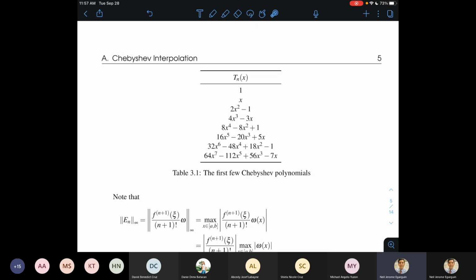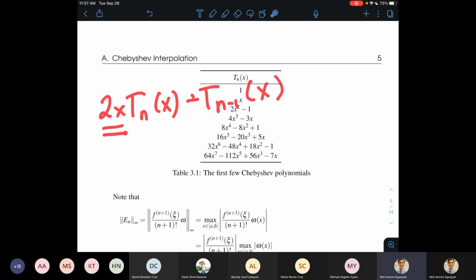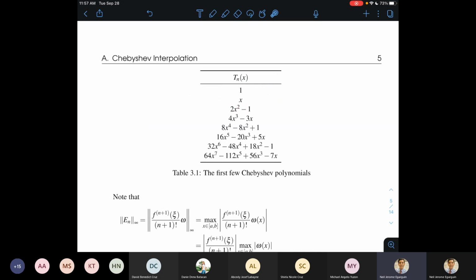Kasi remember yung recursive formula? Lagi kang meron 2x times the previous Chebyshev minus t sub n minus 1 of x. Okay? So, ibig sabihin, namumultiply lagi ng 2x yung previous Chebyshev polynomial. So, that means it cannot be monic because it always gets a multiplier of 2, right? Habang nag-iterate ka for the values of n. So, hindi monic kapag ang Chebyshev polynomial ay degree 2 or higher.